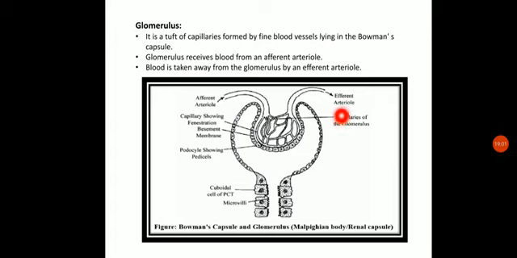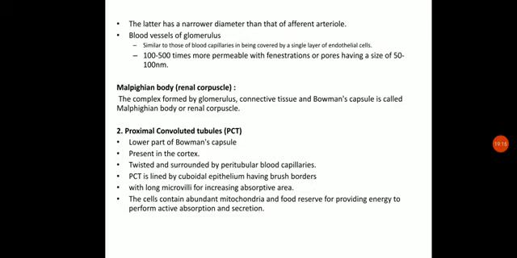Okay, so next, we have seen that the diameter of the efferent arteriole will be less, and hence the pressure will be high in this glomerulus. The efferent arteriole will have a narrower diameter than that of the afferent, due to which the blood will be under high pressure.